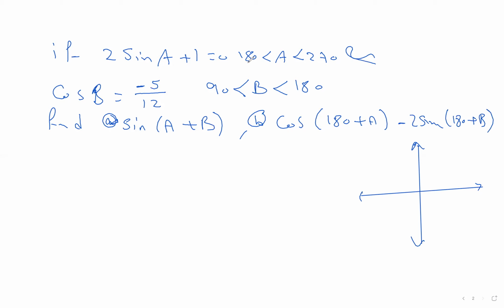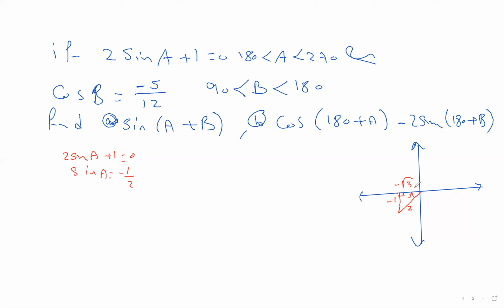The first angle: 2 sine A plus 1 equals 0. Then sine A equals negative 1 over 2. And A is in the third quadrant. Then we can graph it in the third quadrant. And this is A. Sine is opposite over hypotenuse. So the opposite is negative 1 and the hypotenuse is 2. And the adjacent is root 3. It will be negative root 3 because it is in the opposite direction of the positive.